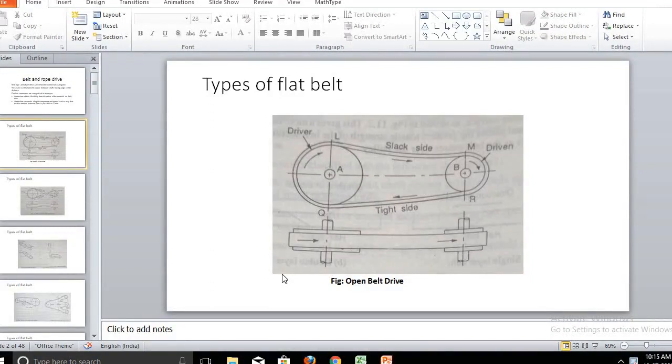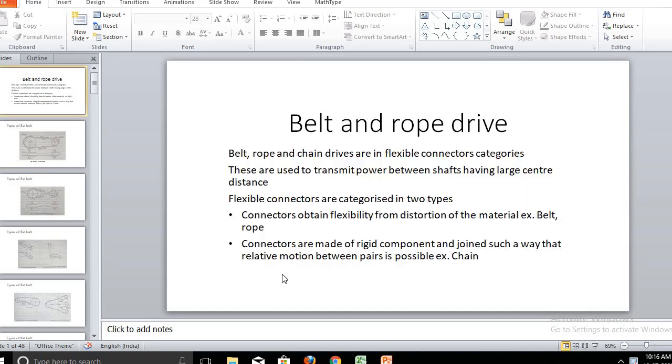So previously we discussed the belt topic. We went through some derivations in that topic. Generally belts and ropes are used for power transmission from one location to another location. These are the connectors used for power transmission, and they come under the flexible connectors that we already discussed.